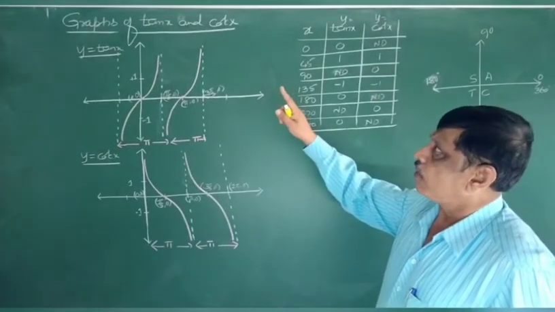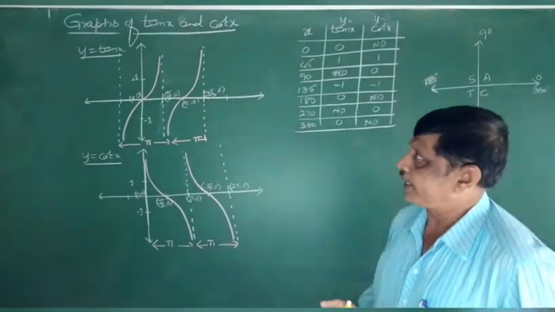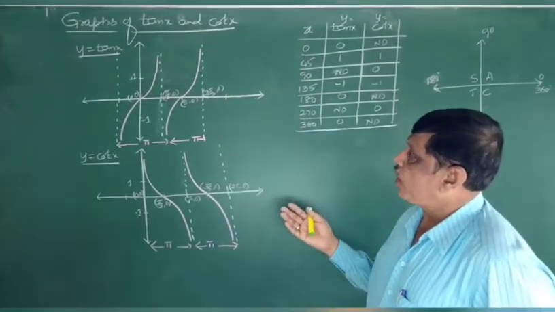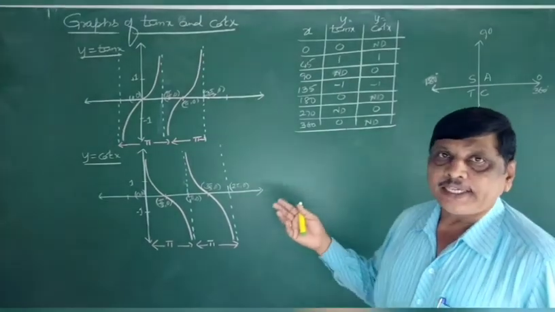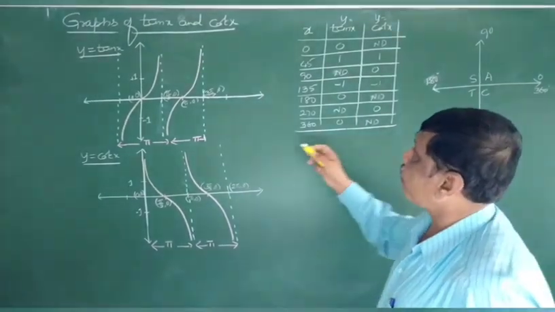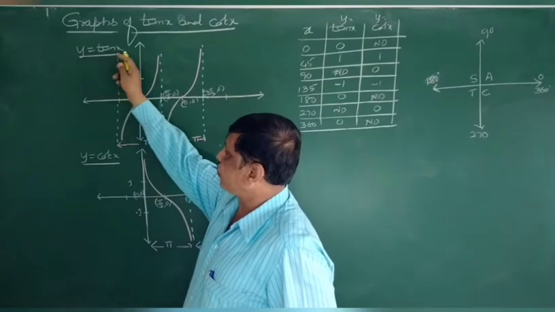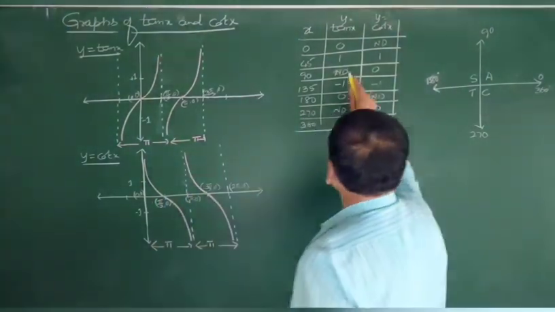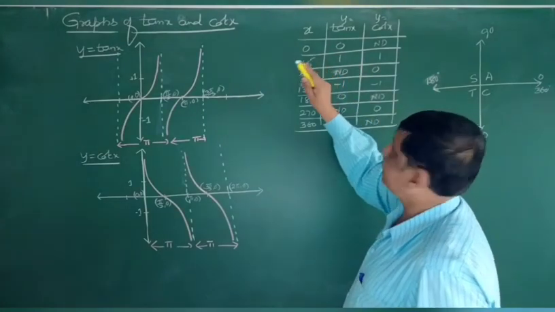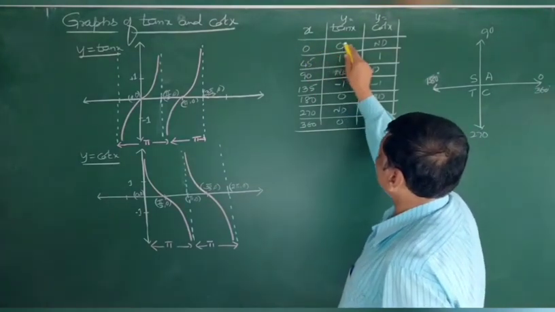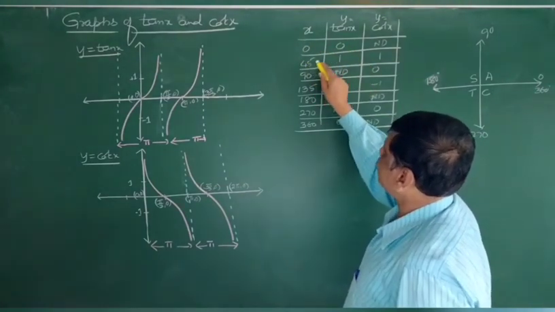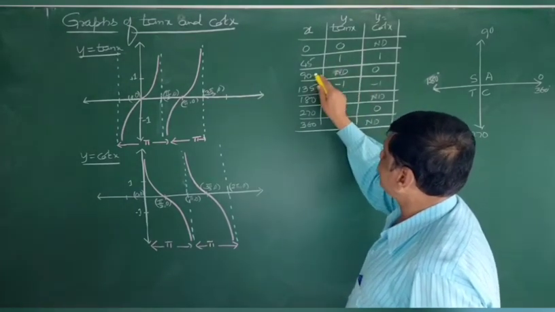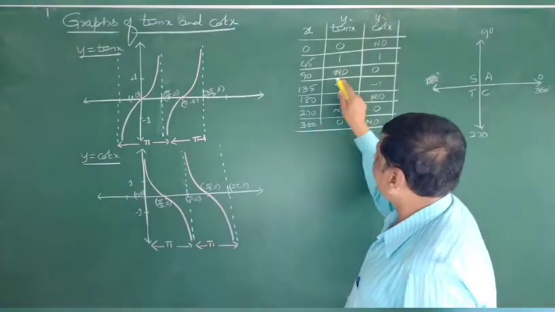Graphs of tan x and cot x. Here graphs are obtained by joining the coordinates of points satisfying the corresponding equations y equals tan x and y equals cot x. Let us see some points. When x equals 0, tan x is 0. When x equals 45, y equals 1. When x equals 90, tan function is not defined.